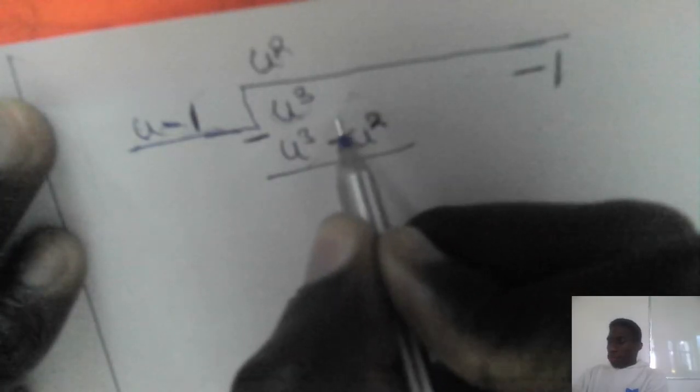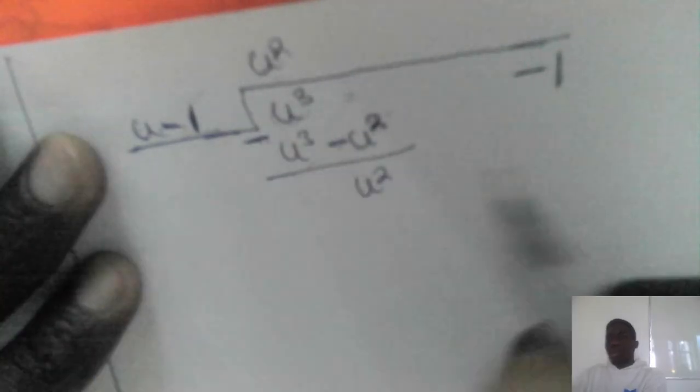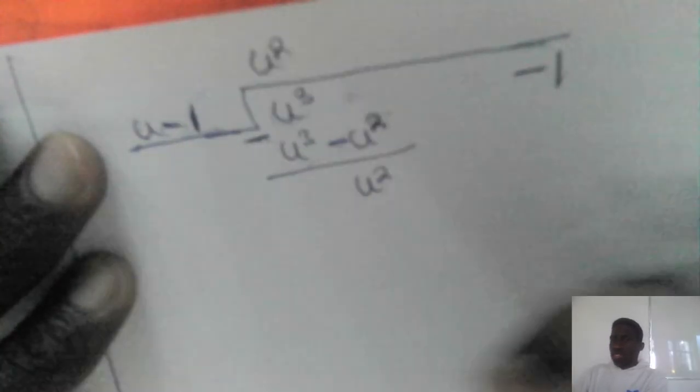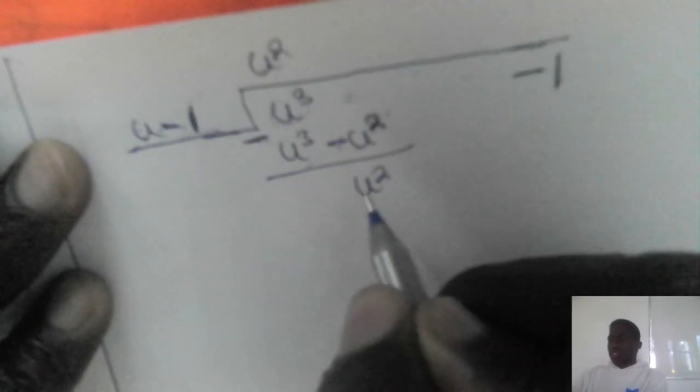So we see this is like saying 0 minus u squared. So that's u squared. Minus times minus is plus. So minus u squared then, that would be u squared. U cubed minus u cubed is 0. So that's gone. Now we do the cycle again.